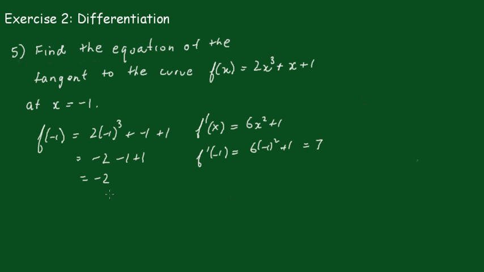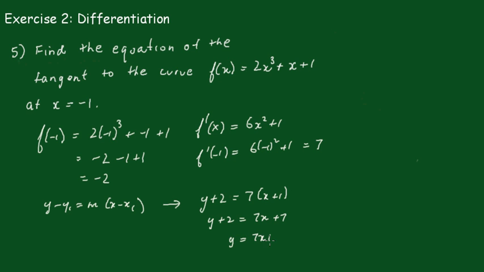So the equation of the tangent using y minus y1 equals m outside of (x minus x1). That will give me y minus the y value, which is this negative 2, so it becomes plus 2. And the gradient is 7. That's x minus negative 1, so it's x plus 1. So y plus 2 equals 7x plus 7. And the gradient form will be y equals 7x plus 5.